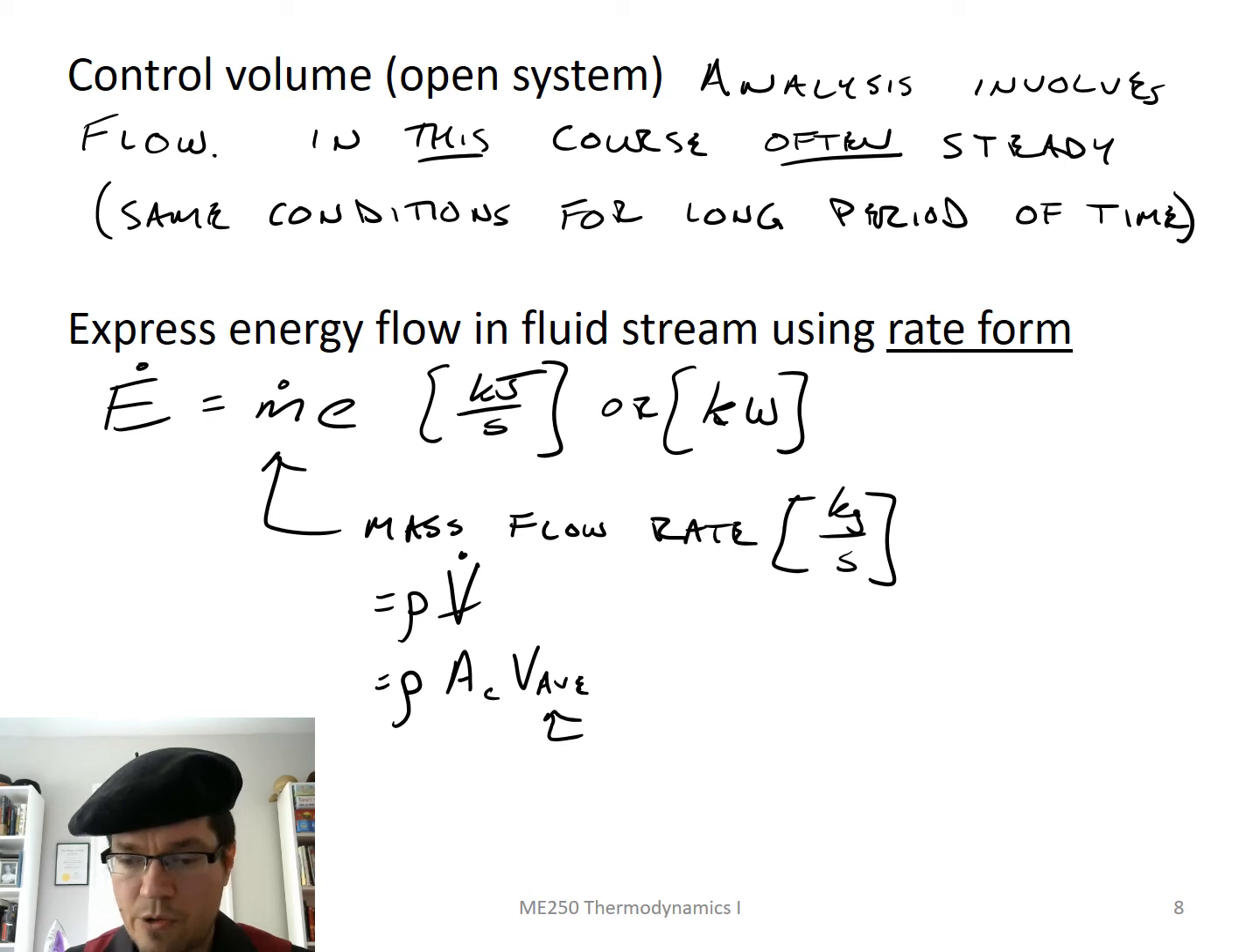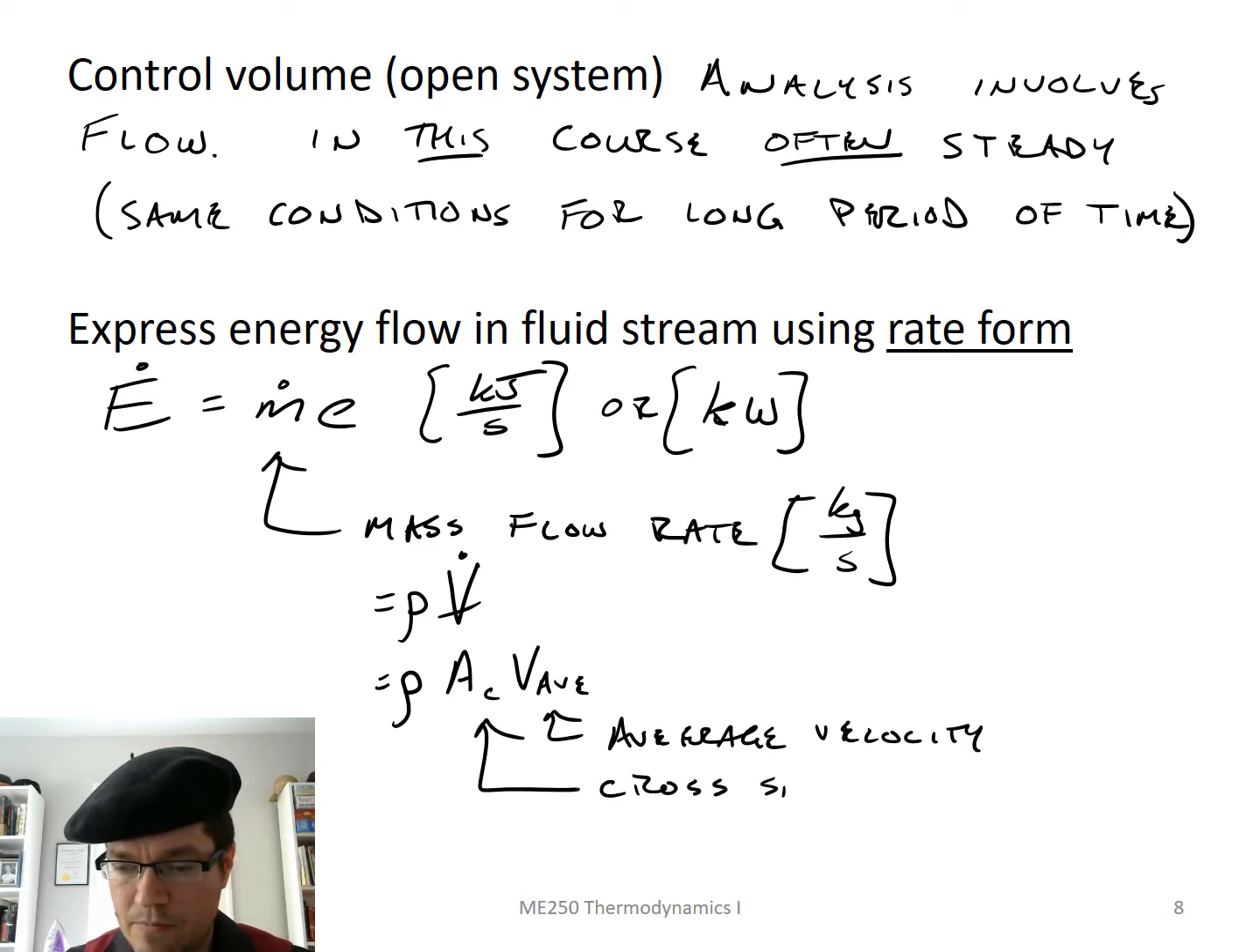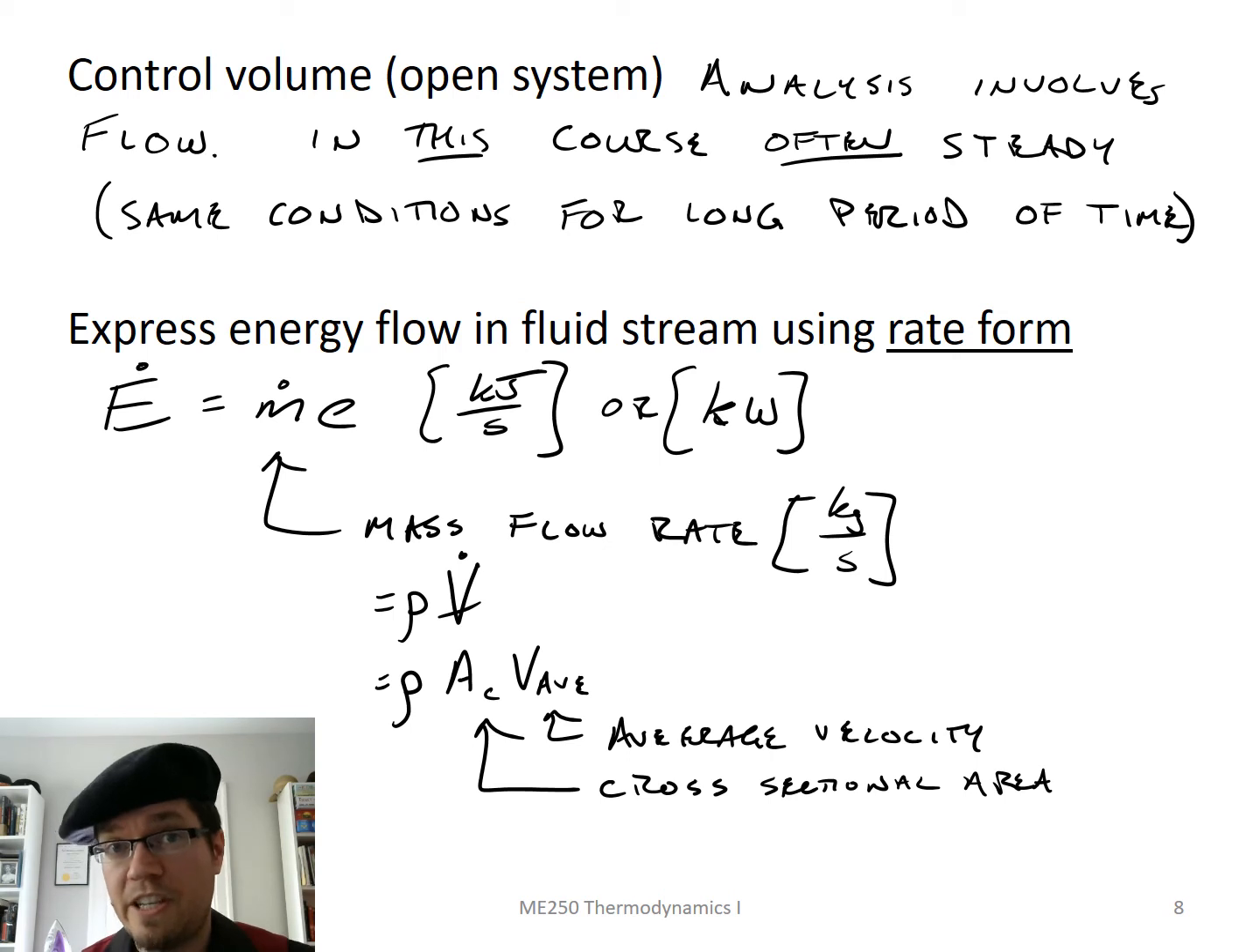So this would be your average velocity, and this would be your cross-sectional area. Which multiplied together give you a volumetric flow rate, which multiplied by density gives you a mass flow rate, which multiplied by specific energy gives you the amount of energy that's flowing in.